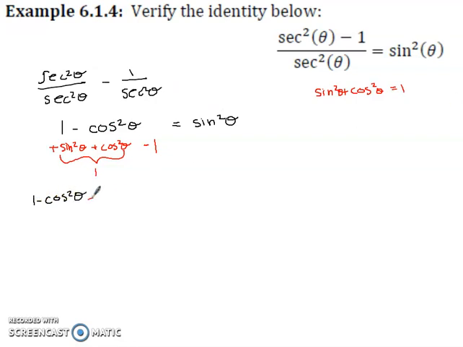I then have plus sine squared theta plus cosine squared theta minus 1, and I want to show that that's equal to sine squared of theta. Well, negative cosine squared and positive cosine squared are inverses. Positive 1 and negative 1 are inverses, leaving us with just sine squared theta is equivalent to sine squared theta. So we manipulated that left-hand side to show that it is in fact the same as that right-hand side.